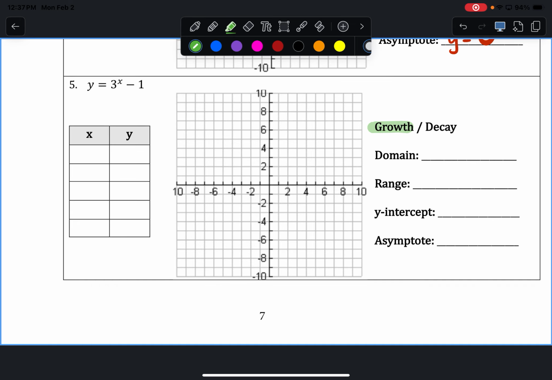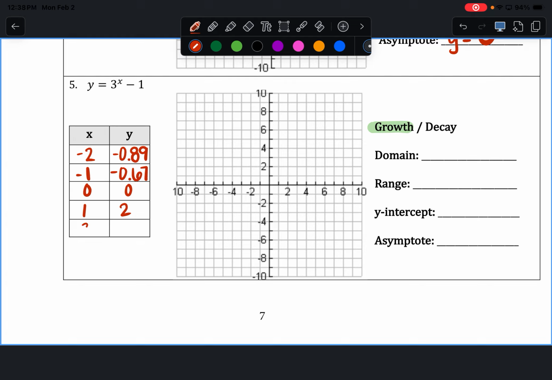So from here, what is the value of that table at negative 2? Negative 0.89. What is the value at negative 1? Negative 0.667. Yes. What is the value at 0? What's the value at 1? 2. What about at 3? 8.